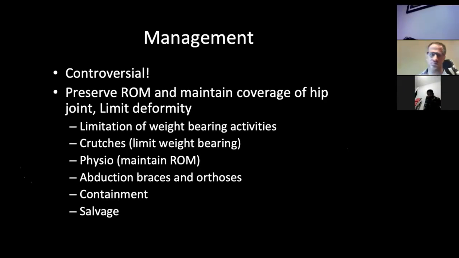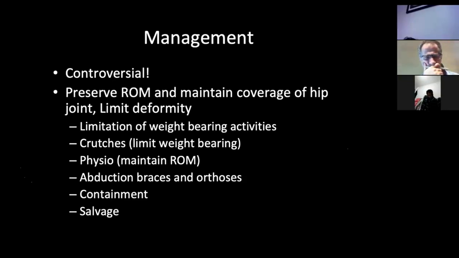So, limitation of weight-bearing activities. In the fragmentation stage, which is where most deformity happens, possibly we should limit their weight bearing. Probably should put them on crutches. I don't know the evidence for this, but that's probably something I would consider. Crutches, same reason. Physio, right? You want to maintain their range of motion. Again, same reason: limit their activity, maintain the range of motion.